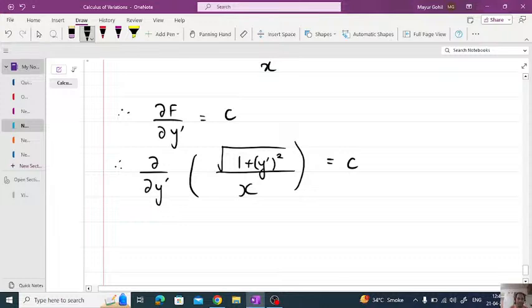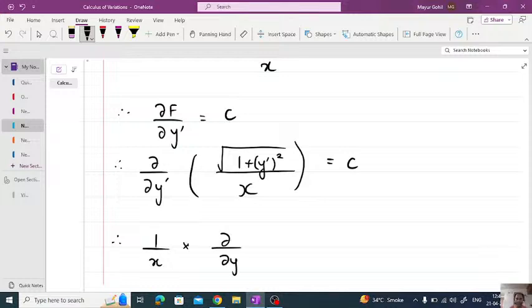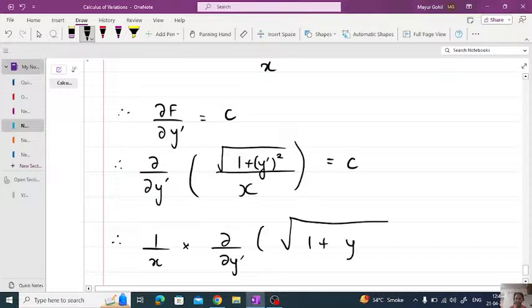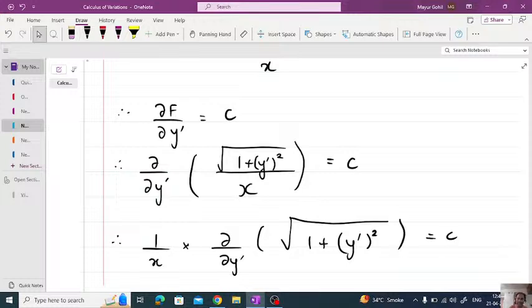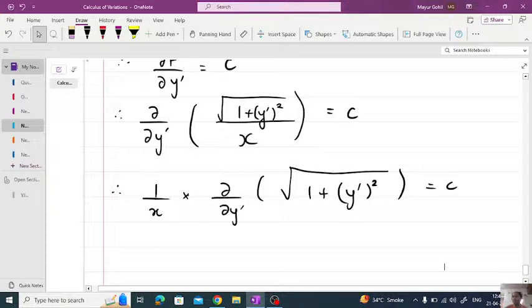You do this. Now when you take the derivative here, 1 upon x will come outside because it is constant. While doing the derivative of this function, you have to be very careful, because it's a composite function, so the chain rule will be applied. Do it very carefully. 1 upon x is taken constant.